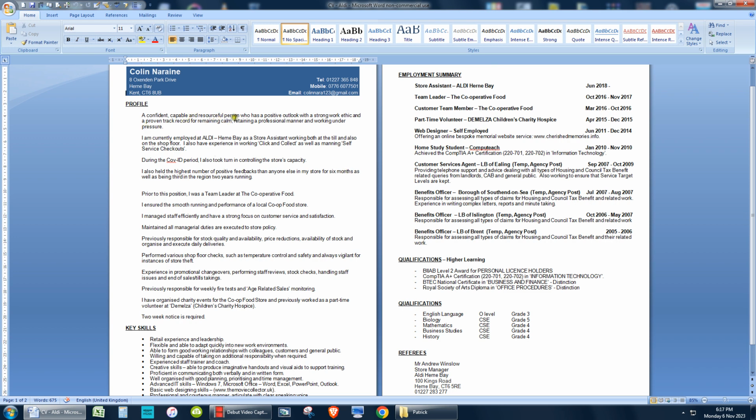A confident, capable and resourceful person who has a positive outlook with a strong work ethic, a proven track record for remaining calm, retaining a professional manner and working under pressure. I am currently employed at Audi. Work at the till and also on the shop floor. I also have experience in working click and collect as well as manning self-service checkouts. During the COVID period, I also took control of controlling the store's capacity. I also held the highest number of positive feedbacks for anyone in my store for six months, as well as being third in the region for two years running.